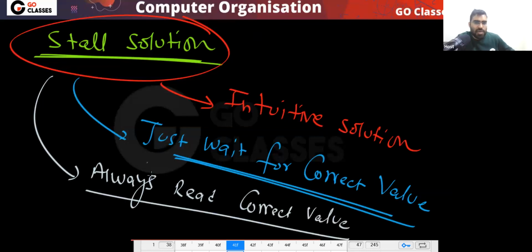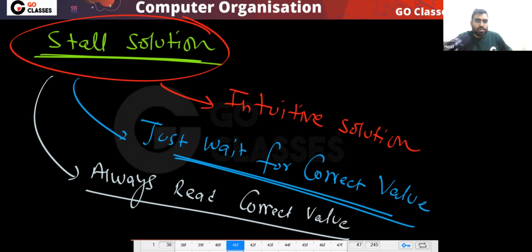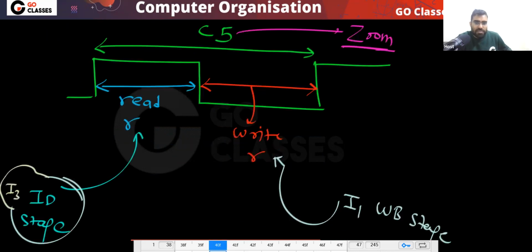Remember, in the ID stage we are reading. In which stage are we reading the register? Which stage will read the register? ID stage. So that is the reason. Okay. Always read the correct value. This is your stall solution. Now, the same stall solution that we have seen.